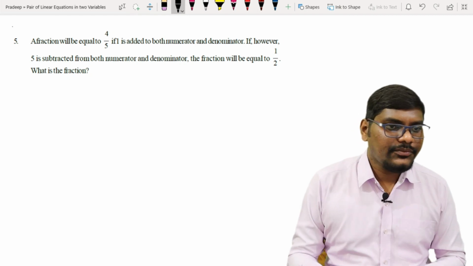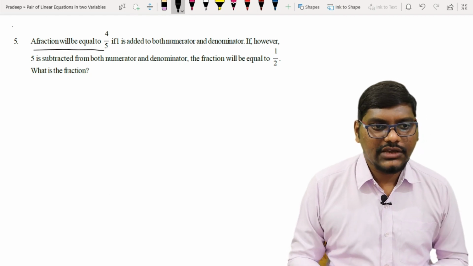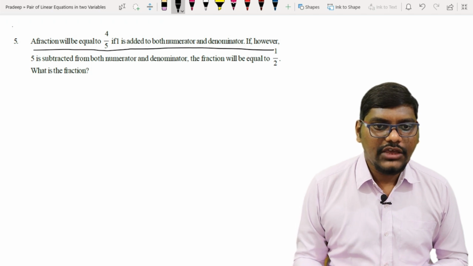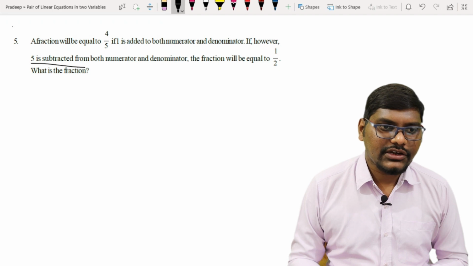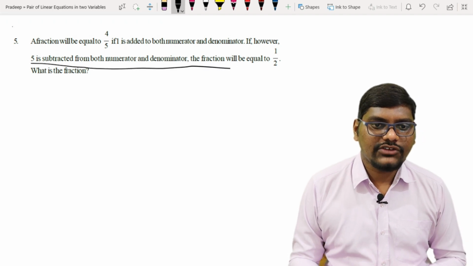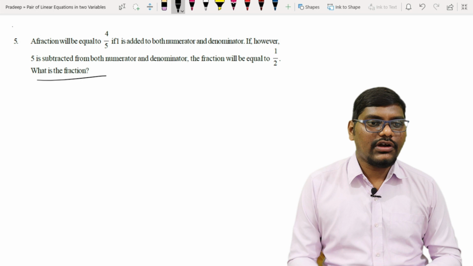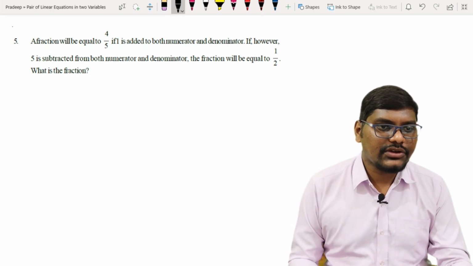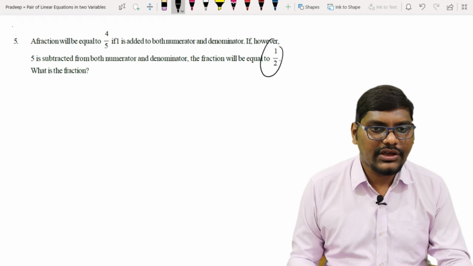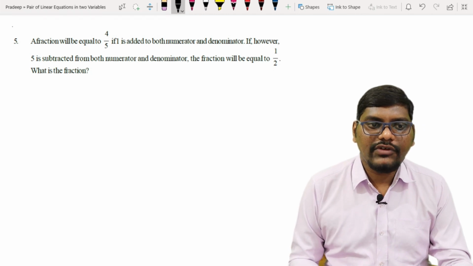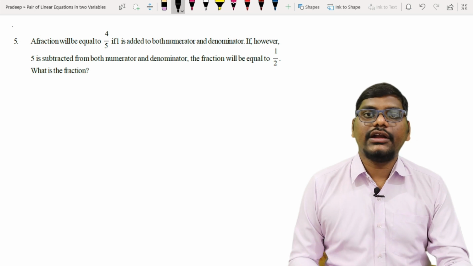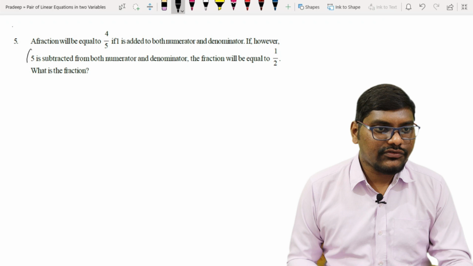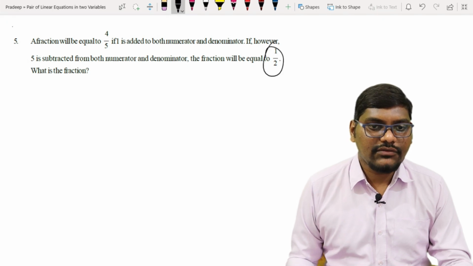Let's see the fifth question. The question says a fraction will be equal to 4 by 5 if 1 is added to both numerator and denominator. If, however, 5 is subtracted from both numerator and denominator, the fraction will be equal to 1 by 2. So what is the fraction they are asking? Here they are giving the representation, that is 4 by 5 and 1 by 2, where in the first we were adding 1 to numerator and denominator, then we were getting 4 by 5, and subtracting 5 from numerator and denominator, then we are getting 1 by 2.